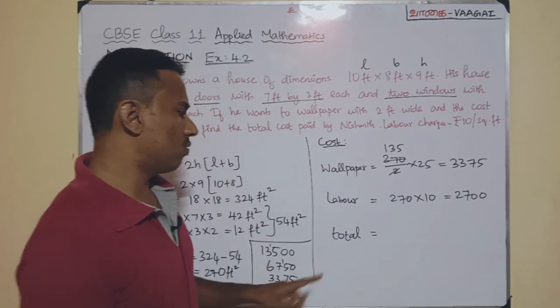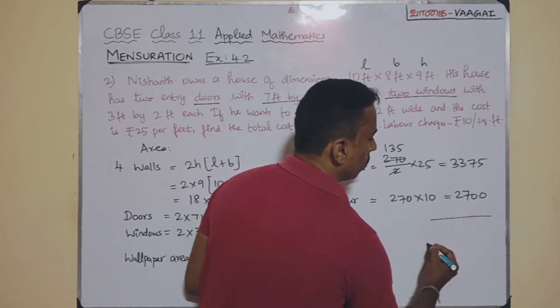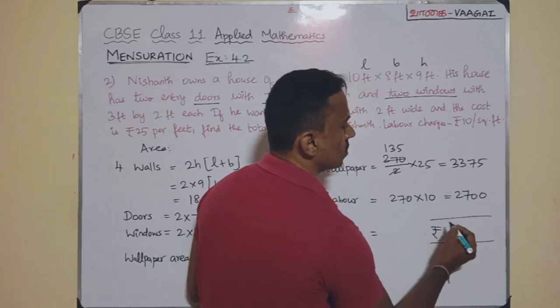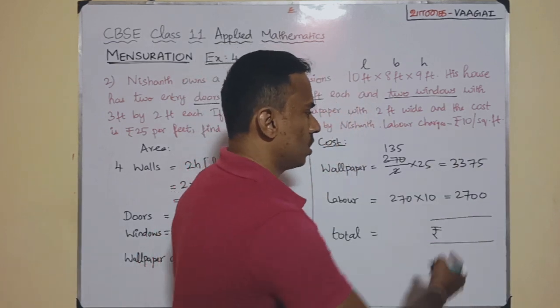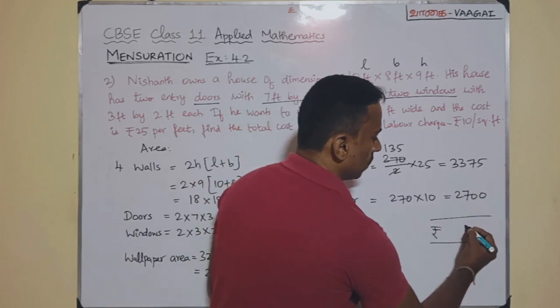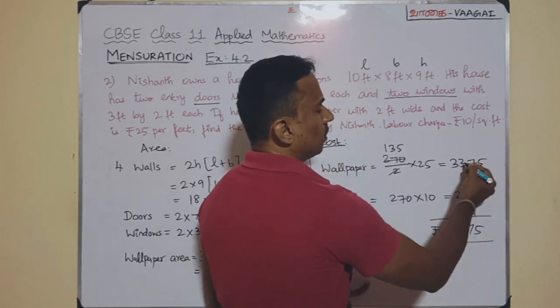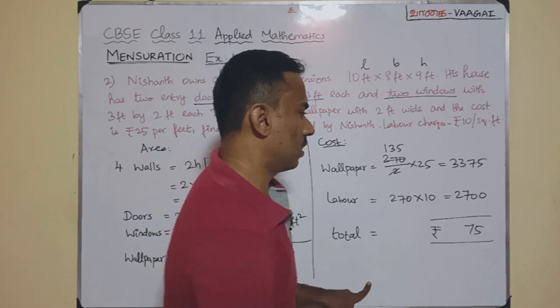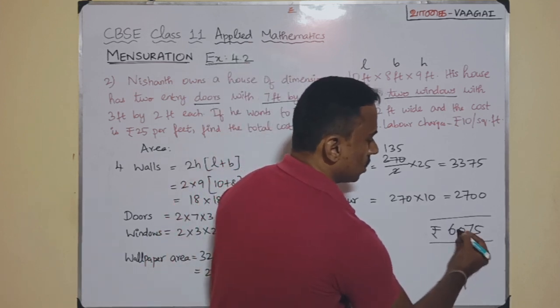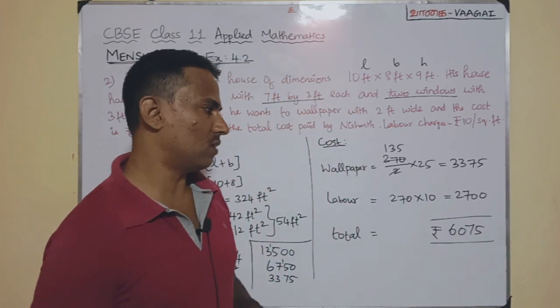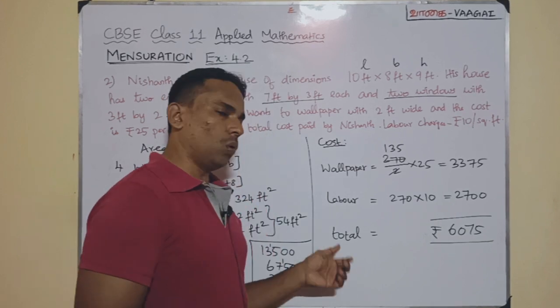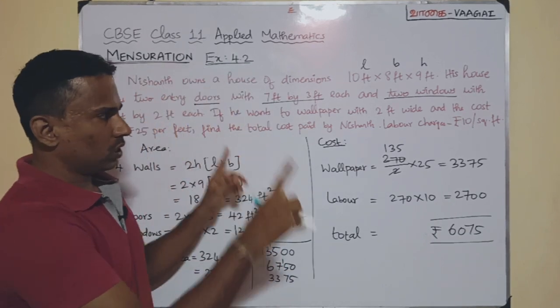So now I need to find the total cost. So what will be the total cost now? So let's carefully add these numbers. First of all, 75 and 00 will give you 75 only, and then 33 plus 27 will give you 60. Is it or not? 60. So 6075 rupees will be the total cost for doing this entire work.